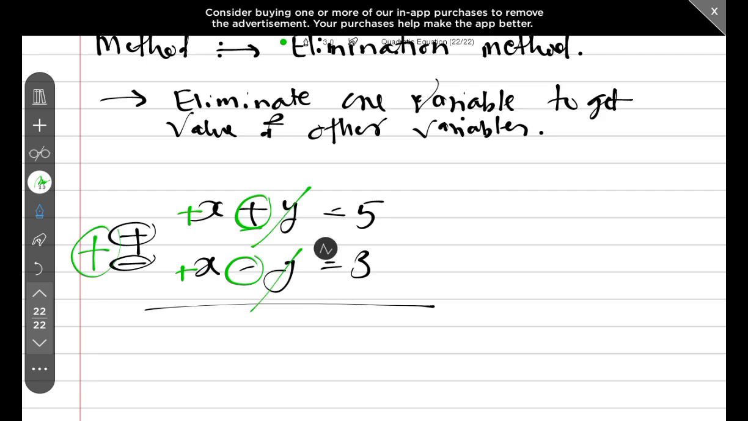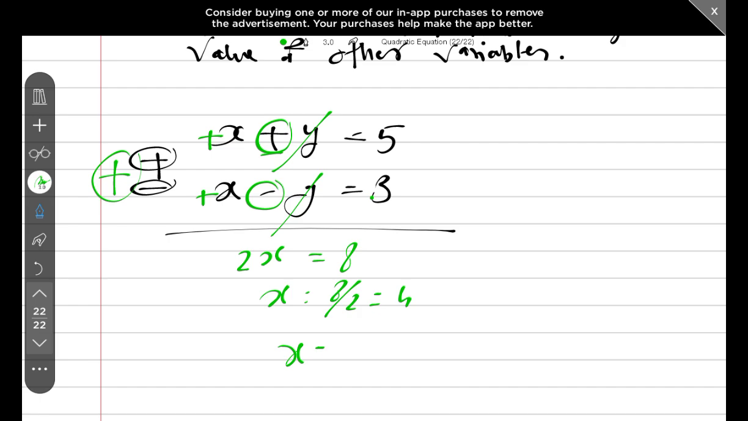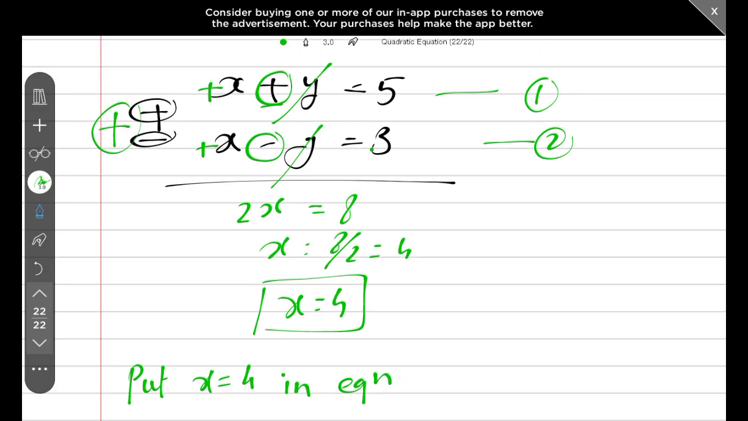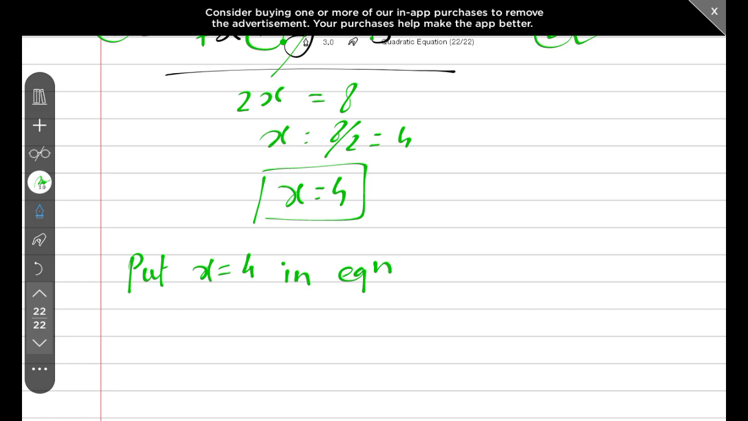So we get x plus x, that means 2x, and 5 plus 3 we get 8. So x equals 8 by 2, that means x equals 4, right? Simply. So this is our equation number 1, and suppose this is equation number 2, and we get the value x equals 4. Now just put x equal to 4 in either equation. You can use this one or this one, whichever is suitable. I will use the first equation. What is the first equation? x plus y is equal to 5.